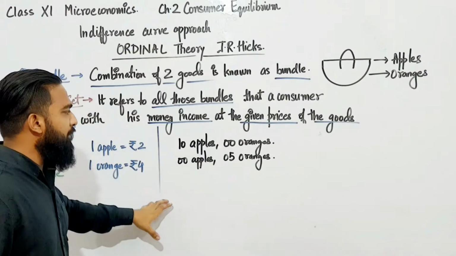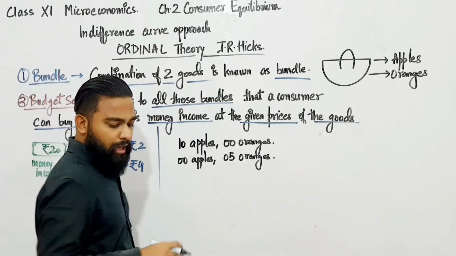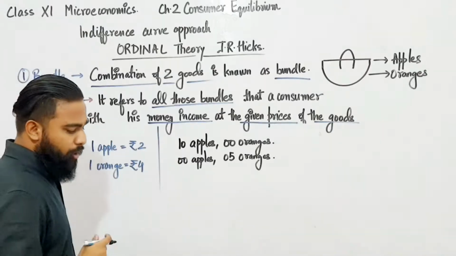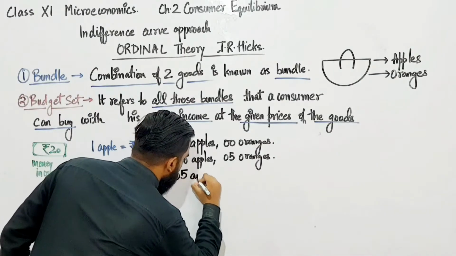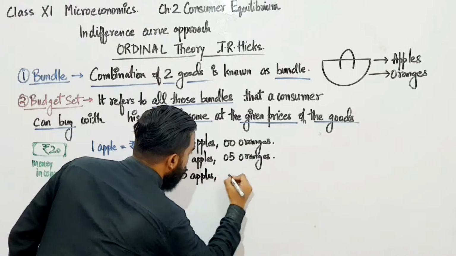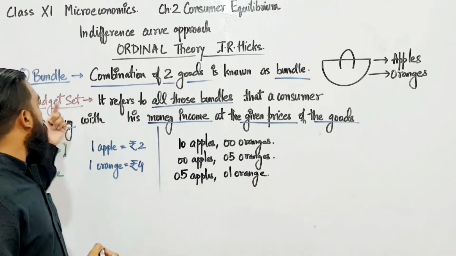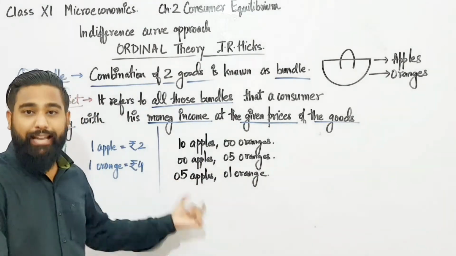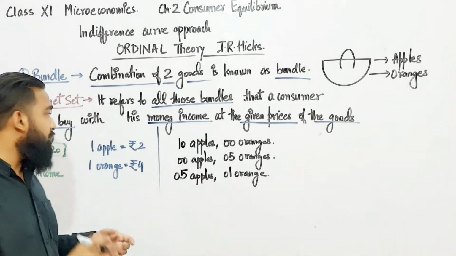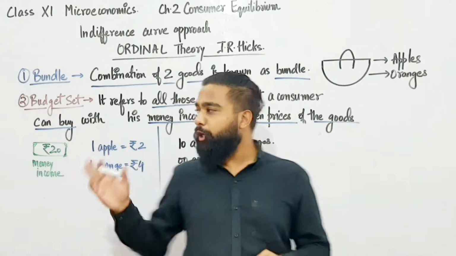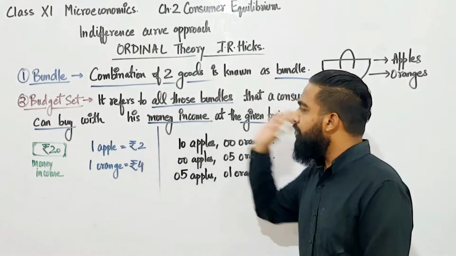Now, somebody will say, I should save some money. So in that case, he will buy some of the oranges and some of the apples. Suppose he bought 5 apples and he bought 1 orange. This is also in the budget set. 5 apples means 10 rupees and 1 orange means 4 rupees. So total 14 rupees. That is under the budget, under the 20 rupees. If we are spending money which is below 20 also, that is also fine. But there must be two goods.